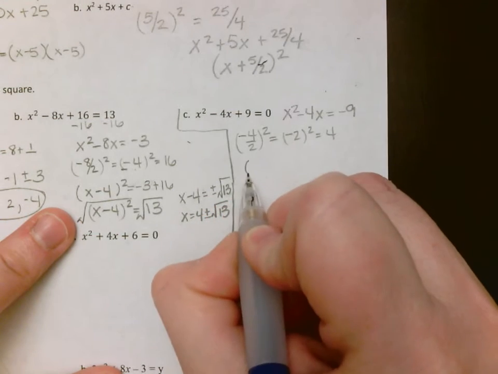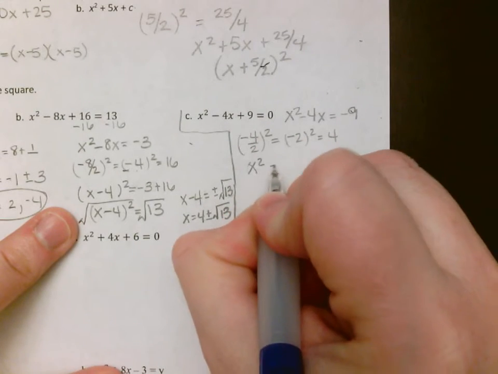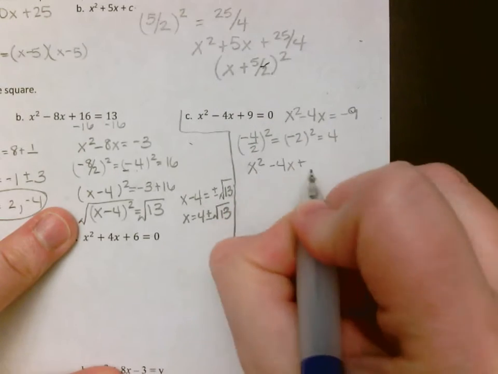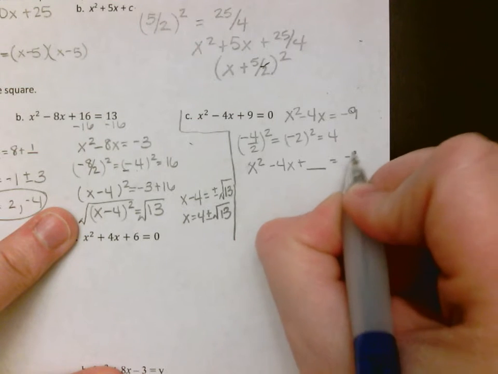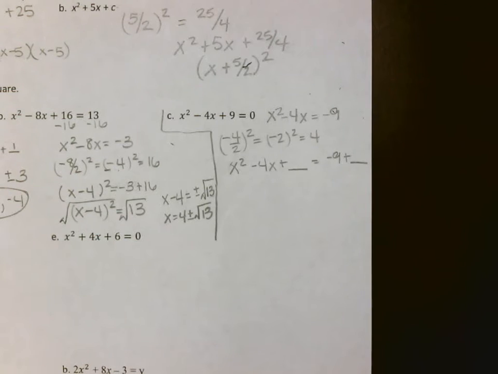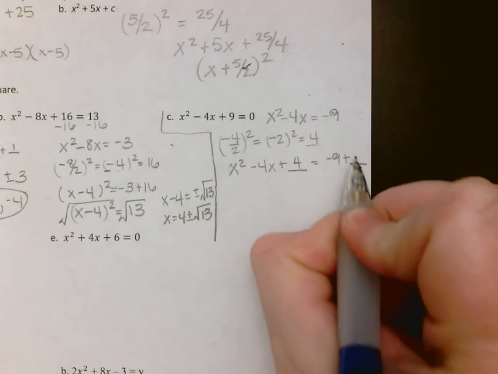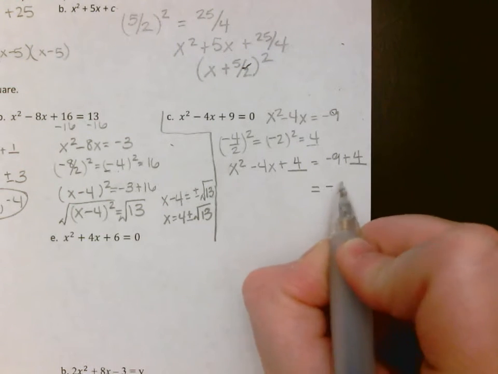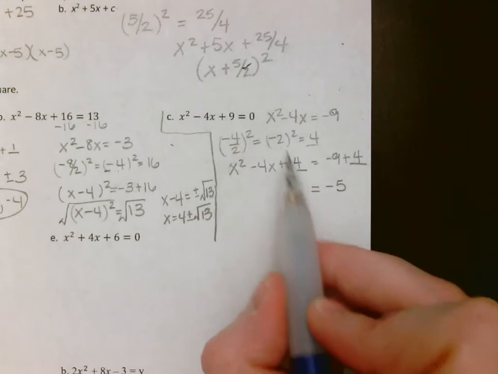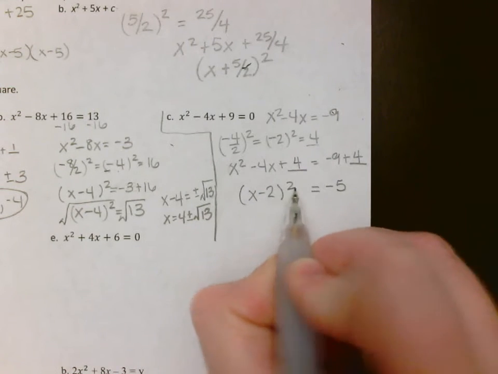So if you're going to show all your work, this would be rewritten as x squared minus 4x plus something equals negative 9 plus something. The something I'm going to add to make it a perfect trinomial, which then makes it factor into a perfect square, is going to be the second number here. So 4 and 4. This would equal negative 5. This trinomial here will factor to negative 2, so x minus 2 squared.